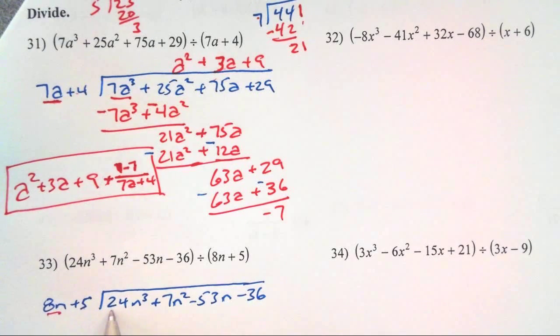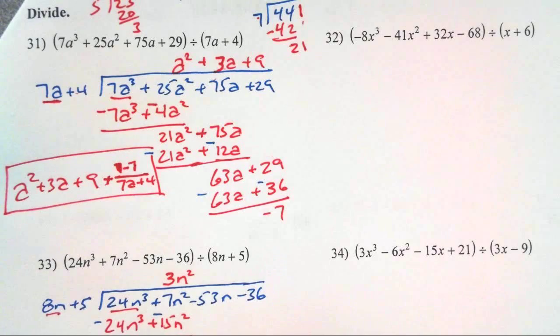8n times 3n squared. I'm putting it over the n squareds. 3n squared times 8n is 24n to the third. 3n squared times plus 5 is plus 15n squared. But I am subtracting those. N cubes cancel, of course. 7 minus 15n squareds gives me negative 8n squareds. Bring down a minus 53n.